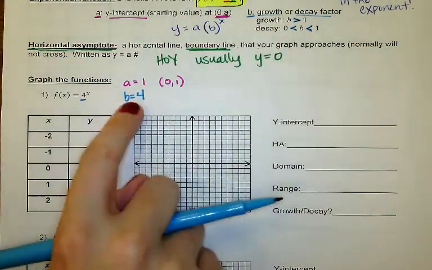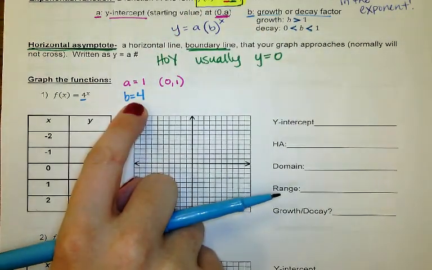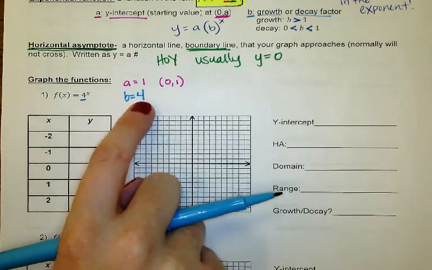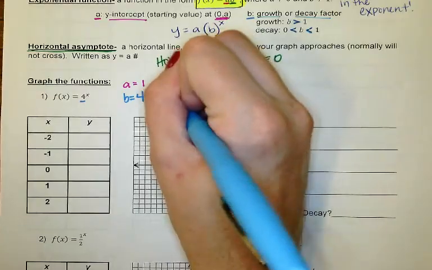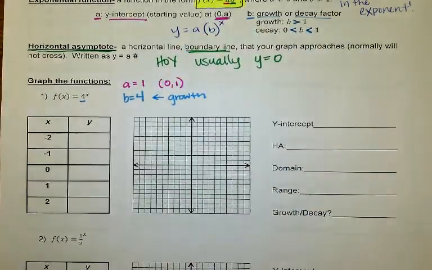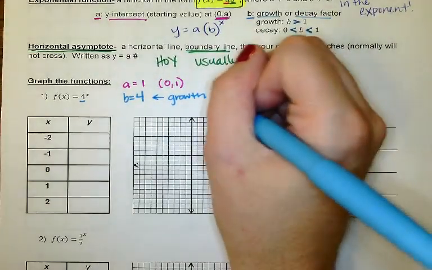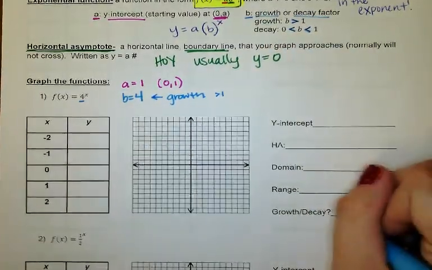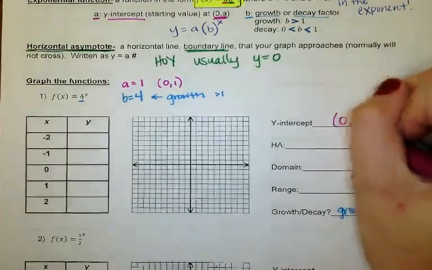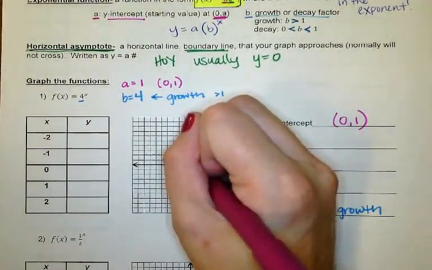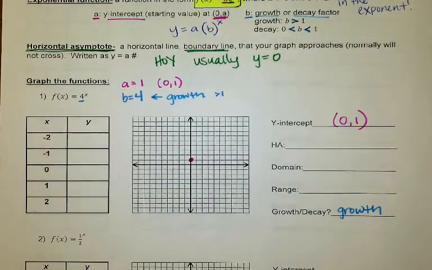And my B, that's my growth factor, or my decay factor. Is this going to be growth or decay in this case? This is going to be growth because it's greater than 1. So guys, I'm going to go over here. I'm going to write growth. I'm going to write my y-intercept as 0, 1. Here we go. And now, so we kind of know these things. And then now let's see what this actually looks like.